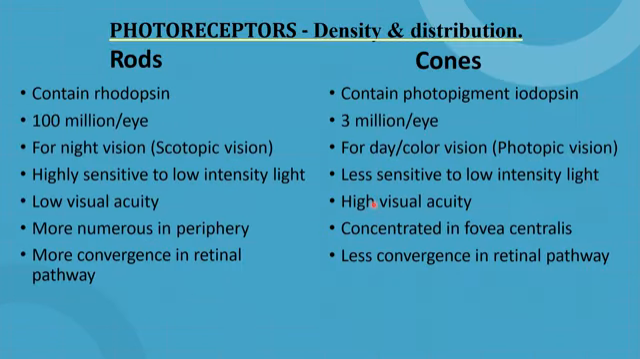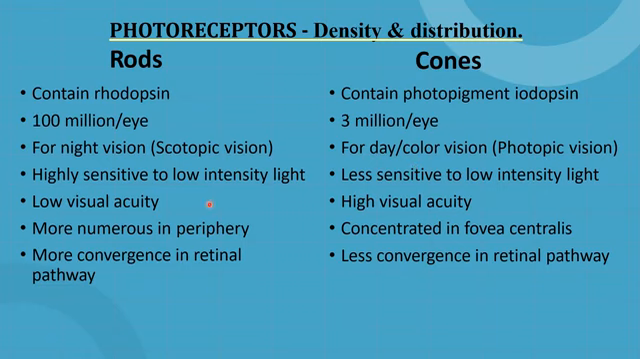And if you see the differences between the rods and cones, the density and their distribution. So rods contain the pigment rhodopsin and cones contain the pigment iodopsin. And rods are present 100 million per eye, and these cones are present only 3 million per eye. The rods are helpful for night or scotopic vision, and cones are for day or color vision, photopic vision.